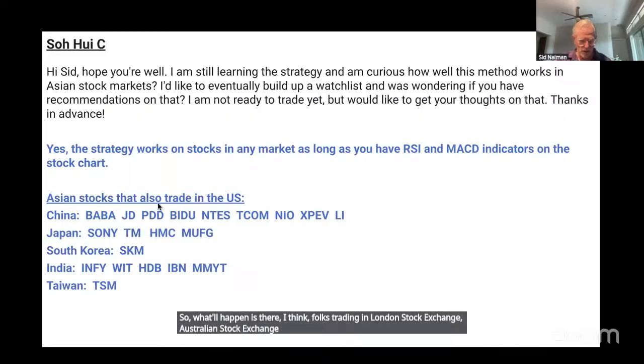Here are some Asian stocks I just looked up real quickly that trade on both the US and Asian markets. So you could use these in your watch list, and they trade on both, so you can trade them in Asian. And I'm sure there are many more Asian stocks. As long as you can bring up a chart and you have an RSI and MACD, you can trade it.